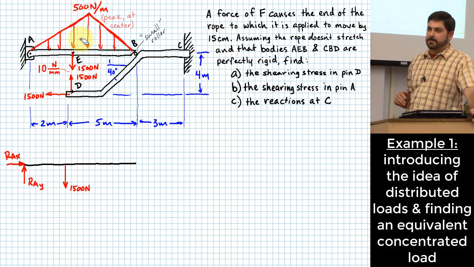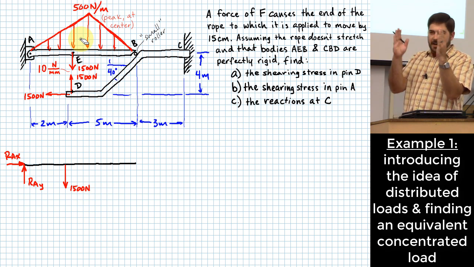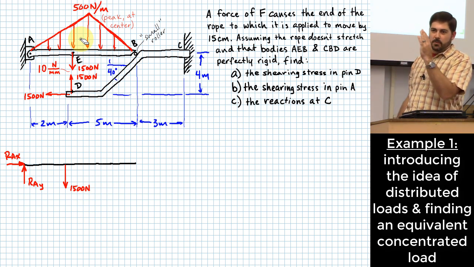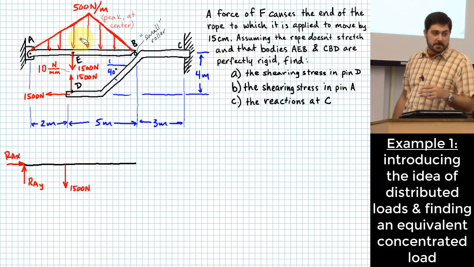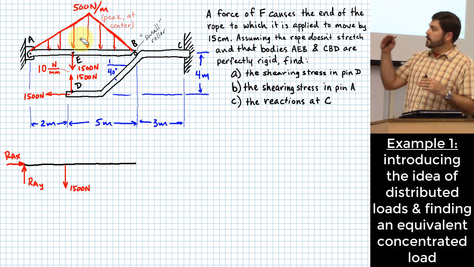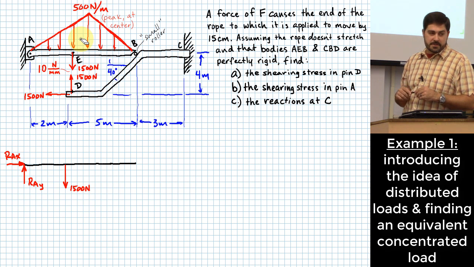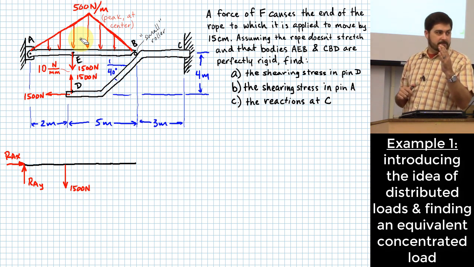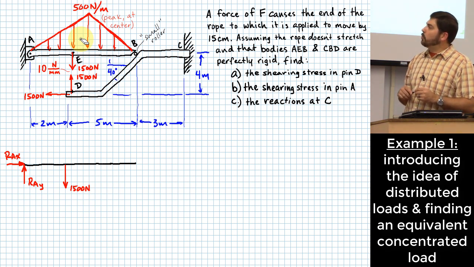What would you think? Where would the line of action be for the overall force caused by that 1,500 newtons per meter? By symmetry, you would think that it's going to have to be somewhere near the middle. We'll study a little bit more as to why that is, but that is true. If it's a symmetrical shape, then you can assume that the line of action is going to exist at that line of symmetry. So that's good. We know where it acts.